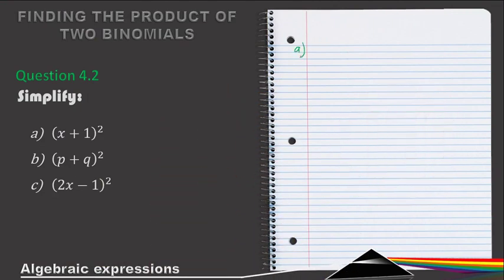Right, so for A, I've got x squared, squaring the first one. Multiply together is 1x, times by 2 is 2x, so plus 2x, and then square the last one, so that's plus 1. For B, square the first one is p squared, multiply together is pq, times by 2 is plus 2pq, and square the last one is q squared. And C, square the first one, you get 4x squared, times by each other is negative 2x, times by 2 is negative 4x, and then square the last one is plus 1.